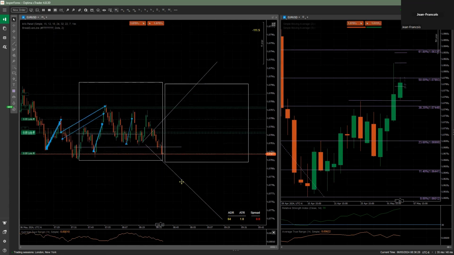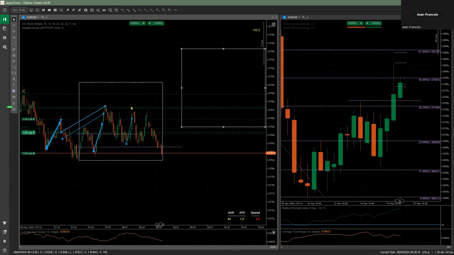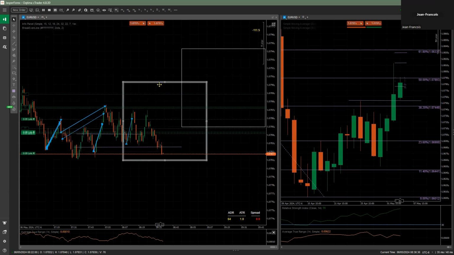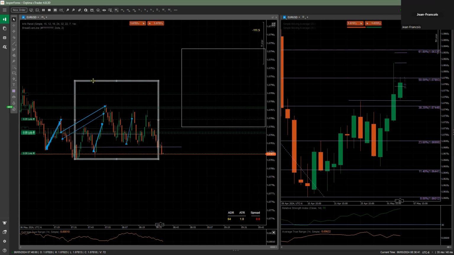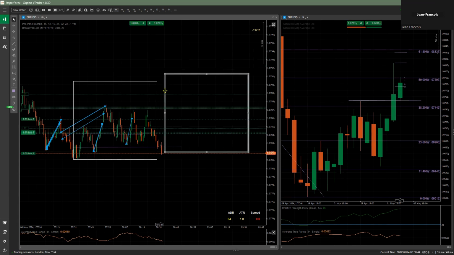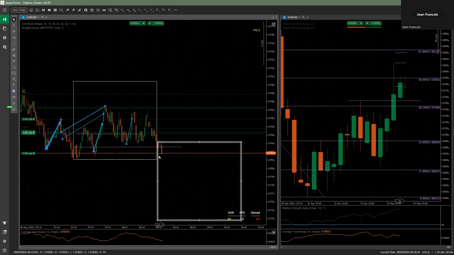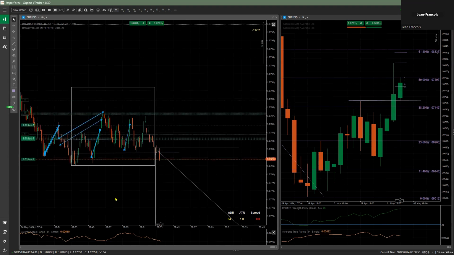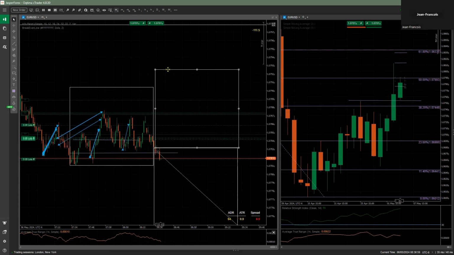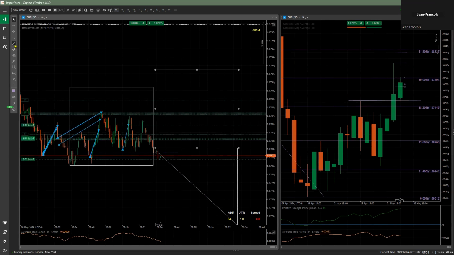Depending on where you start, it changes your perception. Depending on where you start this, it changes your expectations for the next box. It could go down here. That's a possibility. But it could also do something like that.